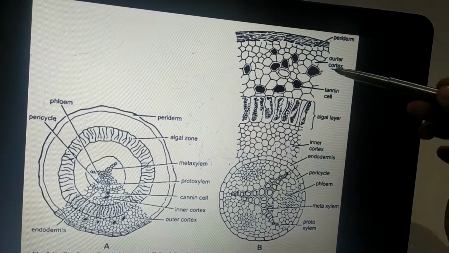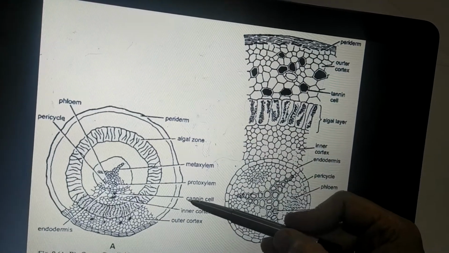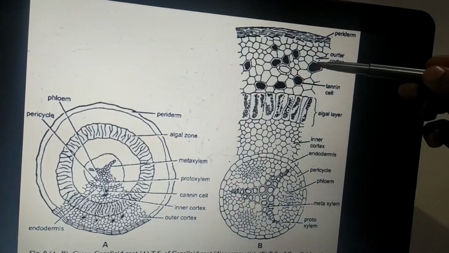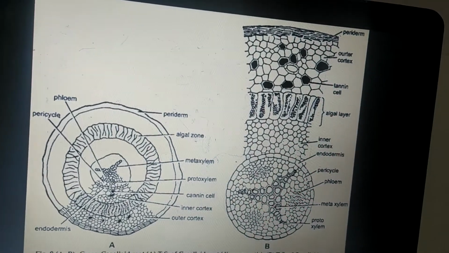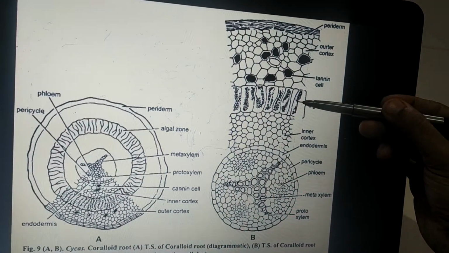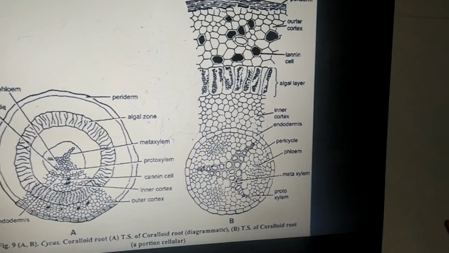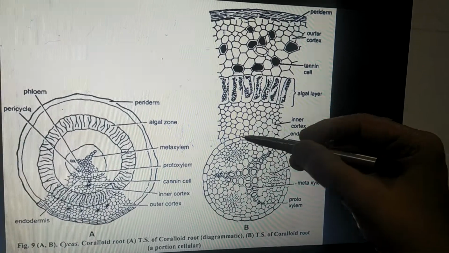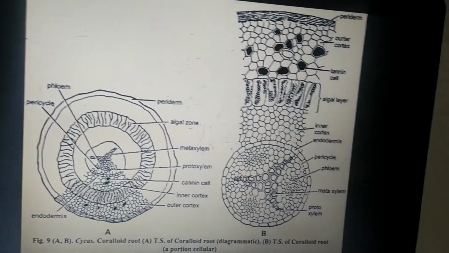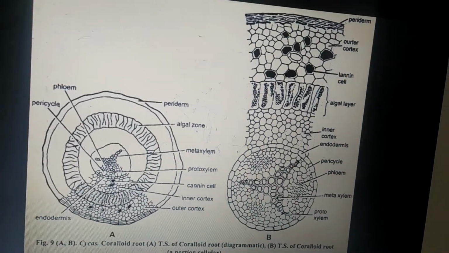So we can make out here the periderm followed by the algal zone. It is actually not cannin, it is tannin cells. So the outer cortex has deposition of tannin, the middle zone is the algal zone, and the inner cortex is usually made up of parenchymatous cells, and this inner cortex ends in the endodermis. Inner to the endodermis we have the pericycle. Inner to the pericycle there is the vascular tissue.